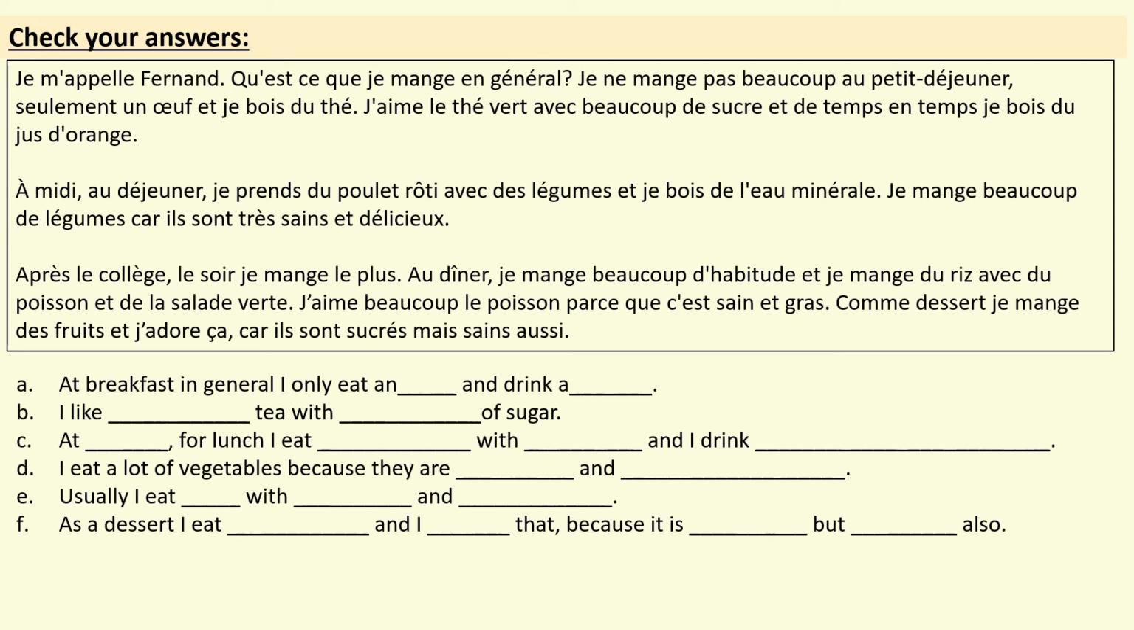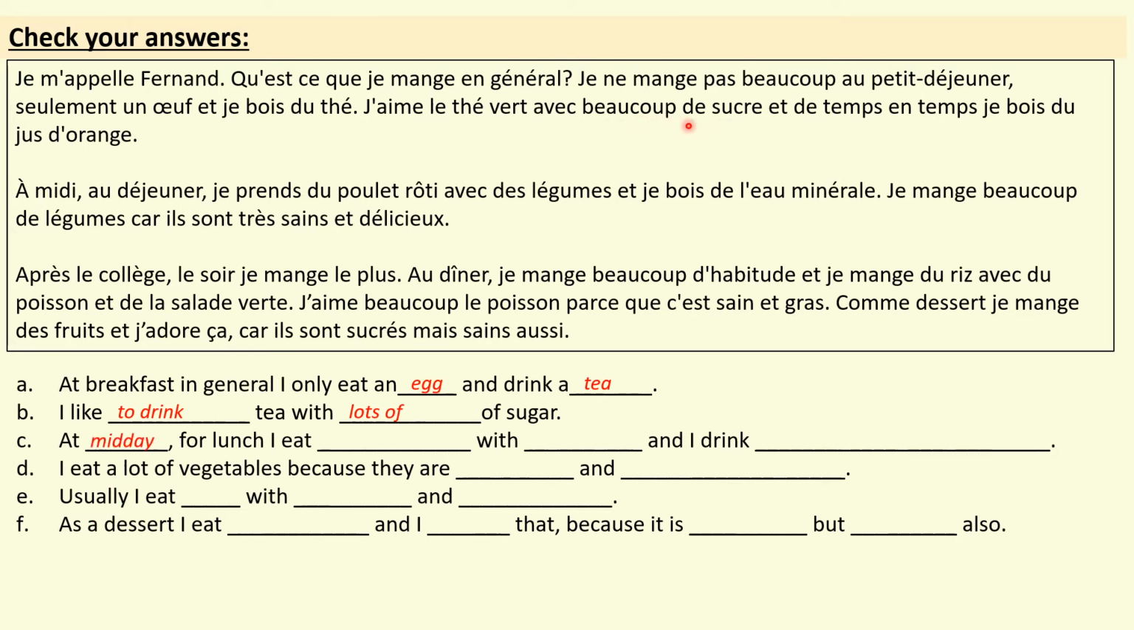Okay, let's check those answers now. So at breakfast in general, I only eat an œuf is an egg, and drink du thé, tea. Good. I like something tea with something of sugar. So, j'aime le thé vert. I like to drink tea with lots of sugar, beaucoup de sucre.